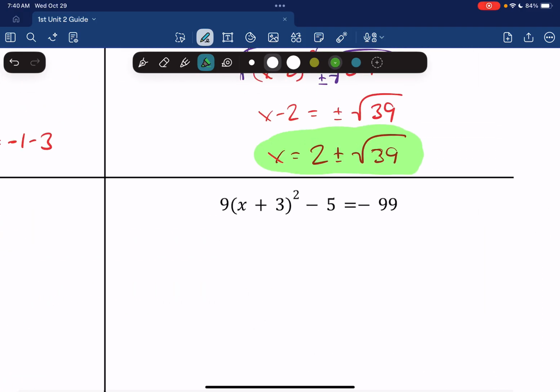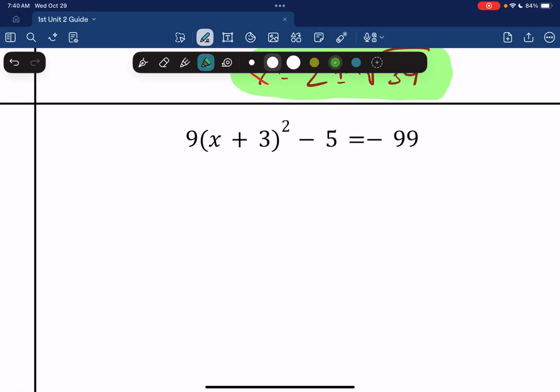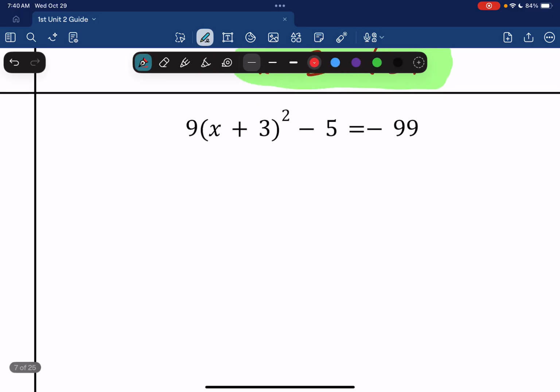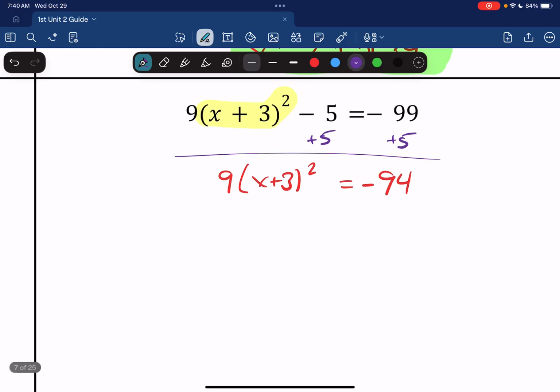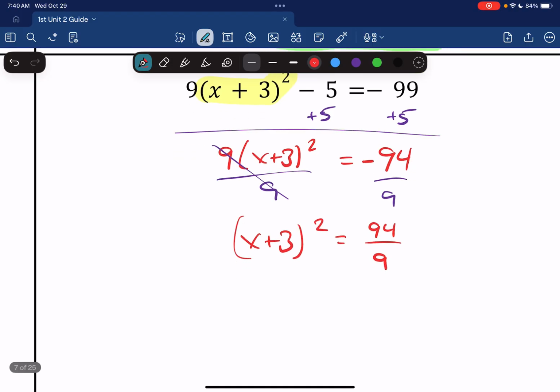All right, and my last one. 9 times (x plus 3) squared minus 5 equals -99. So again, got to start by getting this (x plus 3) squared alone. So I'm going to add 5. So I add 5. This gets me 9 times (x plus 3) squared is equal to -94. I then got to divide both sides by 9. So I have (x plus 3) squared is equal to 94 over 9.